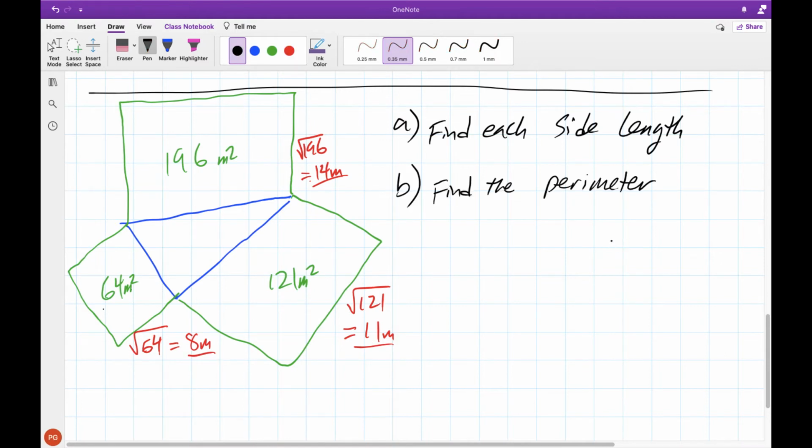What if we wanted to find the perimeter for our triangle? Well, perimeter is just all the way around, so it would be 14 plus 8 plus 11. So that would be 22 plus 11 gives us 33.